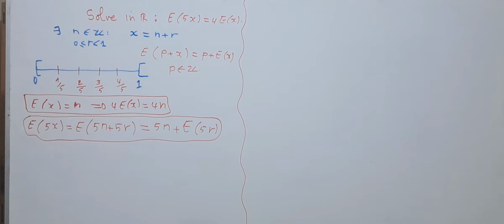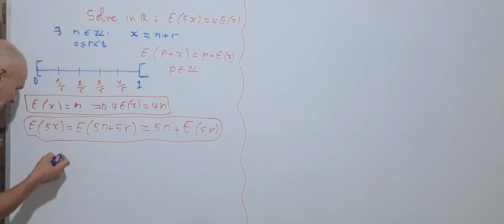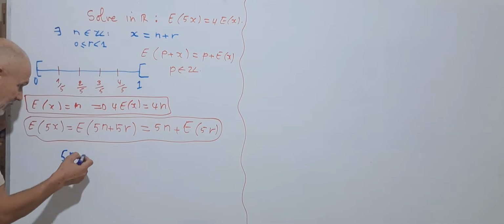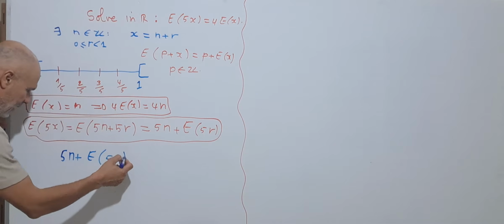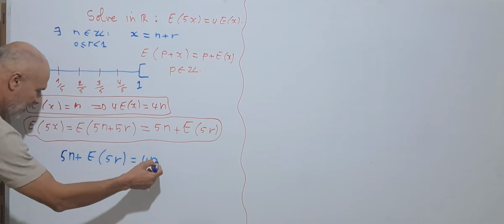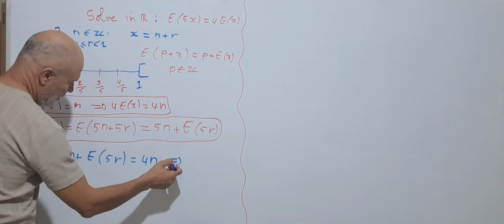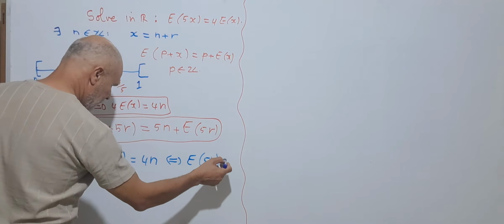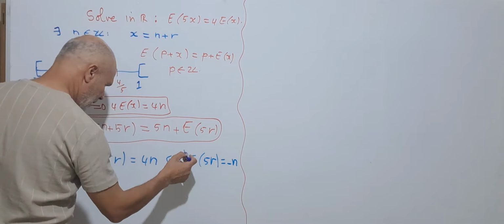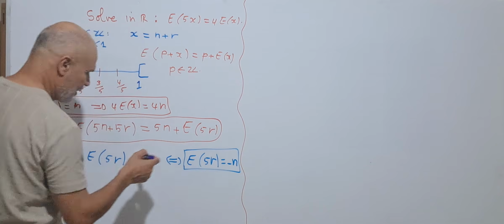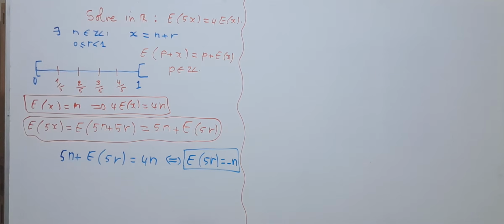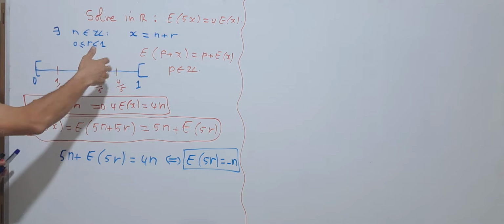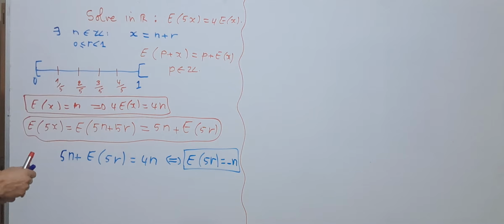So our equation takes the form 5n plus the integer part of 5r equals 4n, which is equivalent to the integer part of 5r equal to minus n. So we will solve this equation by taking into account the fact that r belongs to one of these 5 possible sub-intervals.